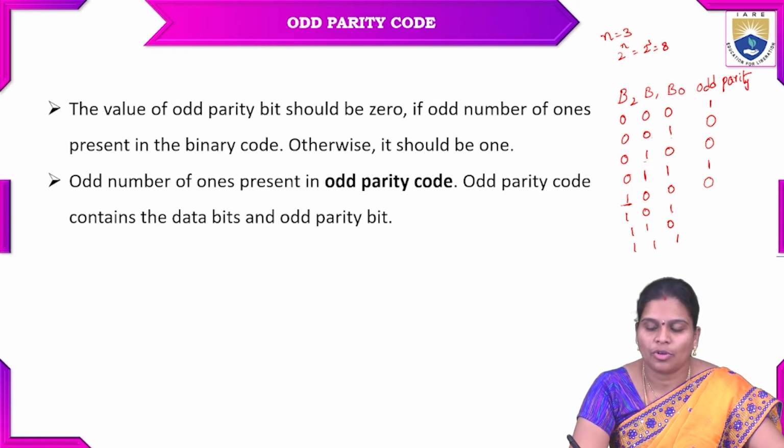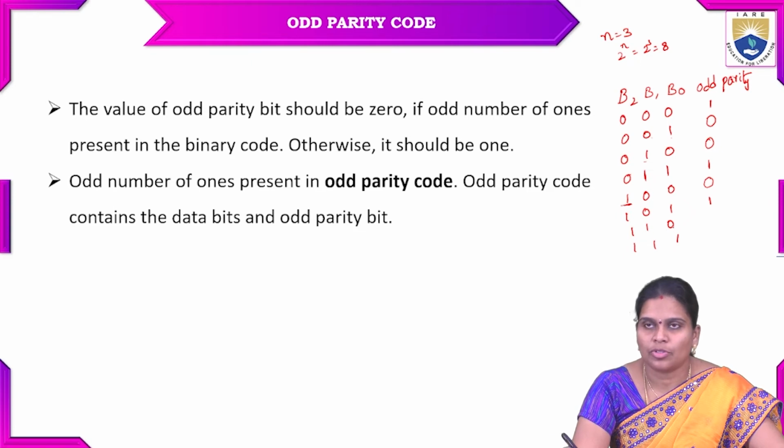Next one, 1, 0, 1. Here the number of ones is 2, so it is not the odd parity value. It does not satisfy that condition, so the parity bit value is 1.